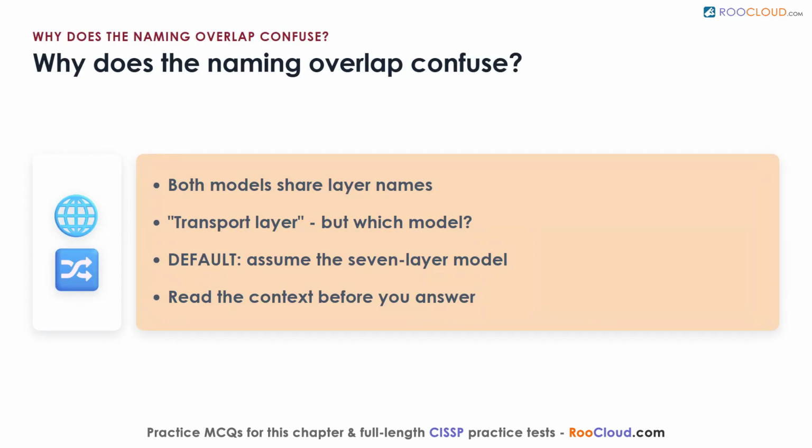Because the 2 models share several layer names and people swap them freely. Someone says transport layer, but which model do they mean? The safe habit is a default. Unless you are told otherwise, assume the 7-layer reference model, since it is the more widely cited teaching standard. On the exam, read the context first, then decide which map the question is using before you answer.